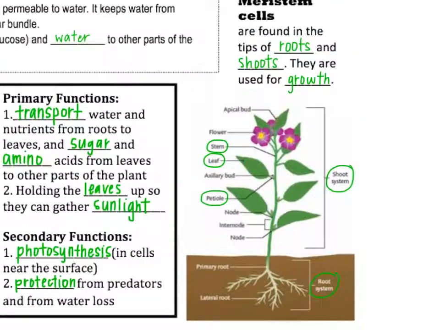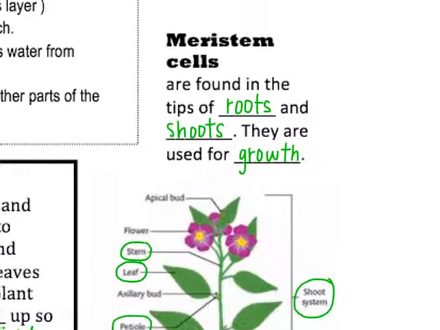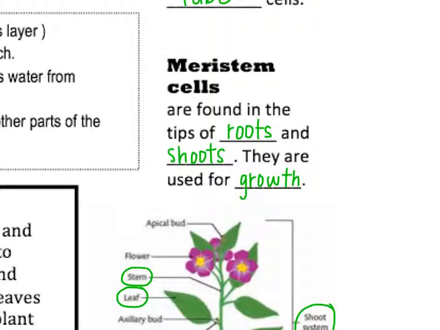And if we look over here, meristem cells, it's a word we haven't learned yet, they're special cells that are used for growth. And so we see that they are part of the stem. They're also part of the root. So they're found in the tips of roots and shoots, and they're used for growth. So when you hear meristem, think growth.